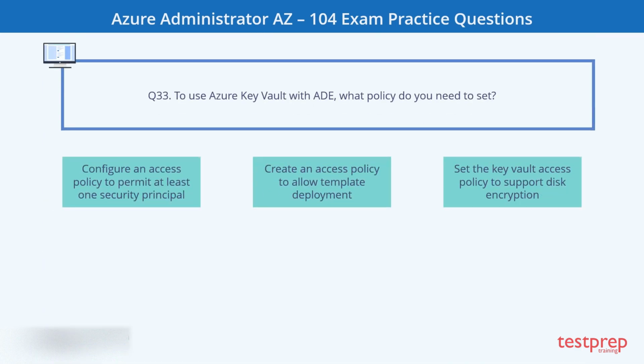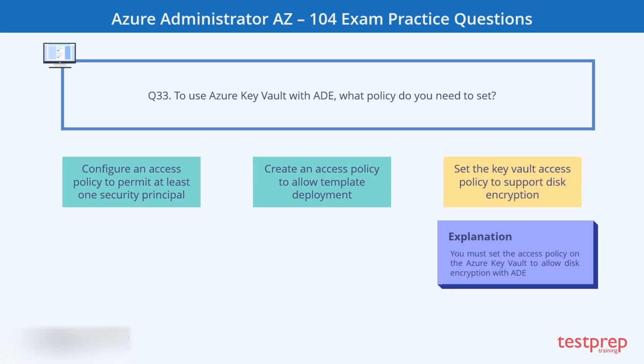Question 33. To use Azure Key Vault with ADE, what policy do you need to set? 1. Configure an access policy to permit at least one security principal. 2. Create an access policy to allow template deployment. 3. Set the Key Vault access policy to support disk encryption. The correct answer is 3. Set the Key Vault access policy to support disk encryption. You must set the access policy on the Azure Key Vault to allow disk encryption with ADE.